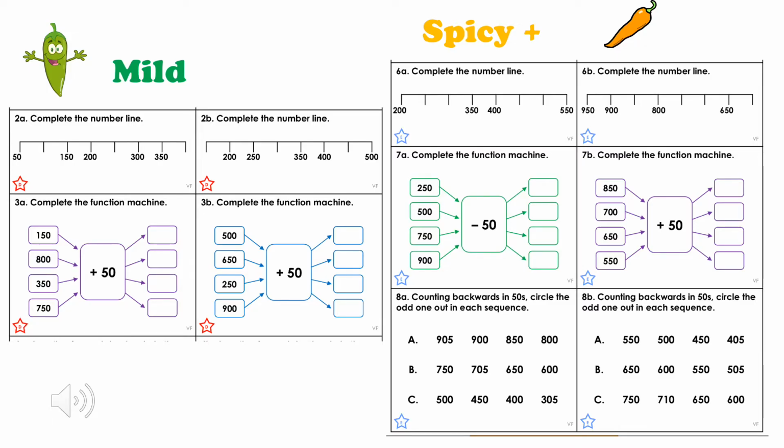On the slide in front of you, you will see that I have split the activities into mild and spicy plus. On the next slide, you will find a hot activity. You need to look at the number lines and see if you can find the missing numbers and write the missing numbers in your book. You will then need to look at the function machine where 50 is added in the middle, and you will need to write the total in your book also.